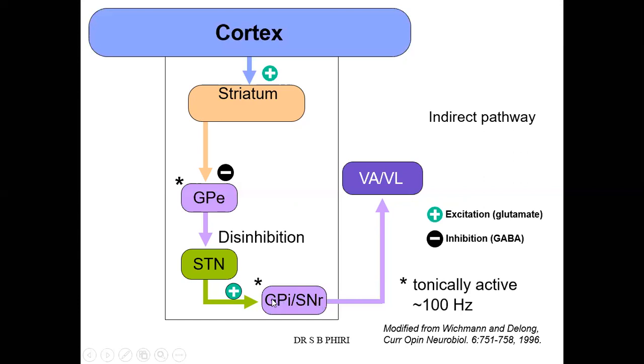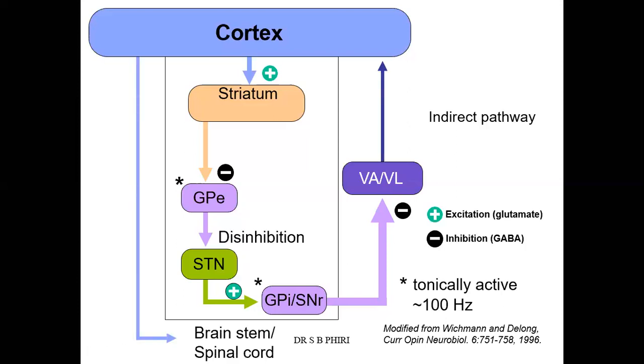From globus pallidus internal, you have an inhibitory neuron that is projecting to the thalamus. Once this inhibitory neuron has been stimulated, it's going to send a strong inhibitory signal to the thalamus. That is going to inhibit the thalamus from firing action potentials. So the thalamus won't fire action potentials because it's going to be inhibited. Then the cortex won't be stimulated. The brainstem centers and the spinal cord centers are not going to be stimulated, and this will result in inhibition of movement. So the indirect pathway is going to inhibit movement.